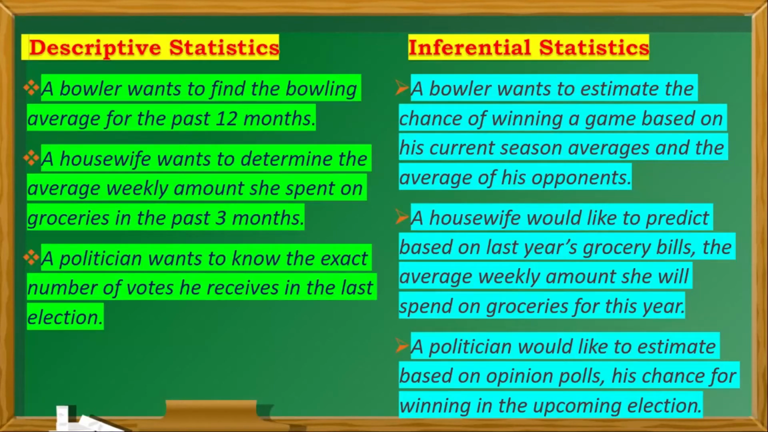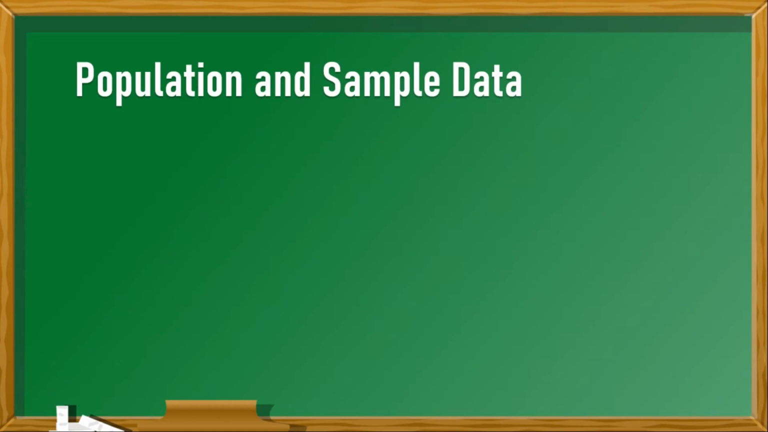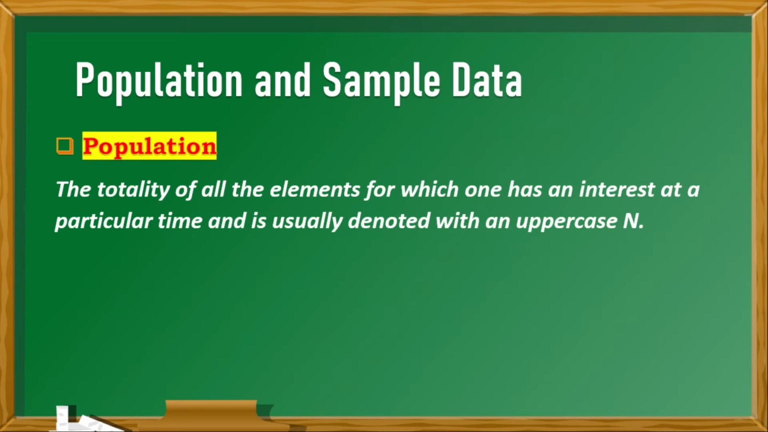Okay? Ano nga ba ang ibig sabihin ng population and sample data? When we say population, it is the totality of all the elements for which one has an interest at a particular time and is usually denoted with an uppercase N. So ito yung symbol niya, no? Yan, big letter N. So ito yung totality or yun yung whole population mismo. For example, all the grade 7 students in St. John Berkman's High School, meron tayong 265 students. At yun yung population ng grade 7 students.